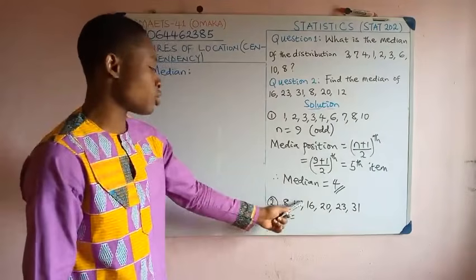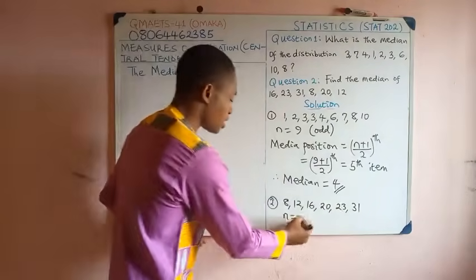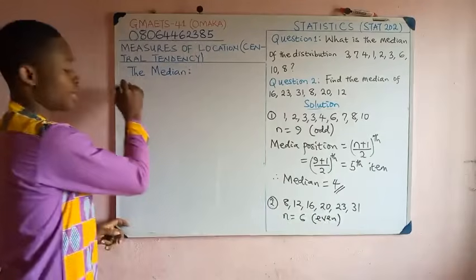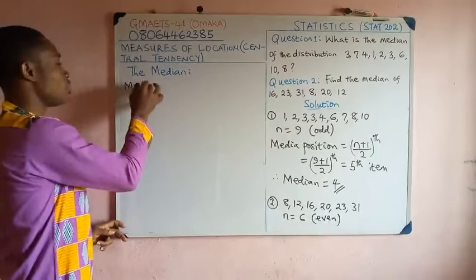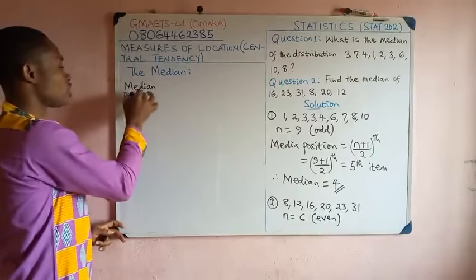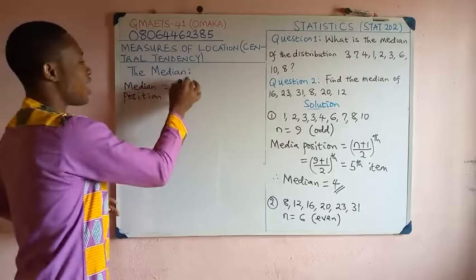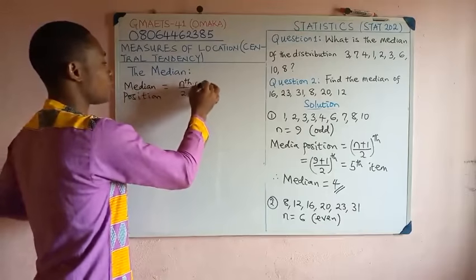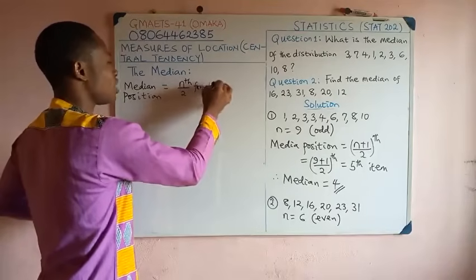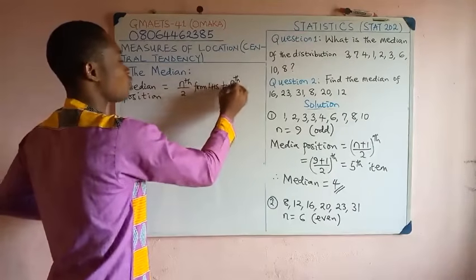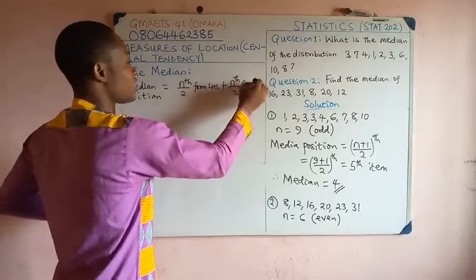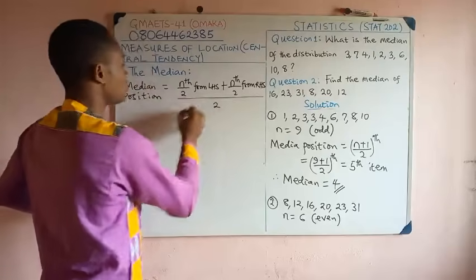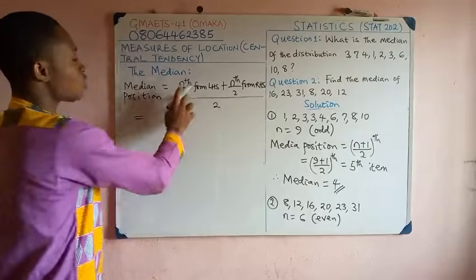Once again, let us get the number of observations n to see if it is even or odd. If you count that, 1, 2, 3, 4, 5, 6. So there are 6 numbers here, and 6 is what? Even. Because 6 is even, we can now get our median position. Median position is equal to, remember, the (n over 2)th item from left hand side plus the (n over 2)th item from right hand side, then divided by what? 2.